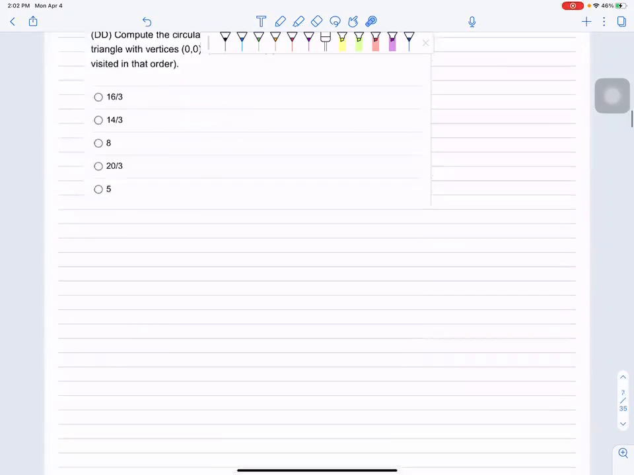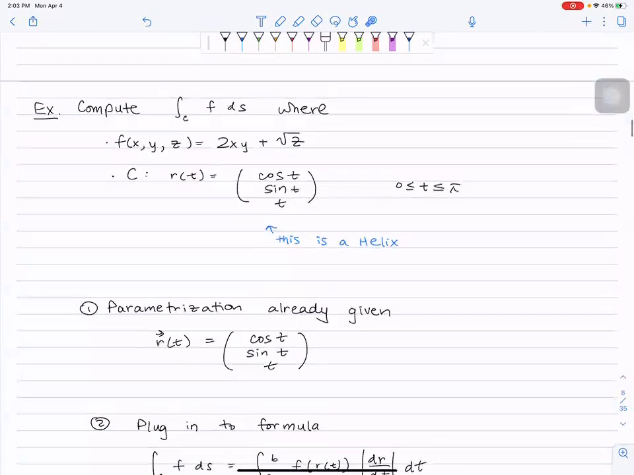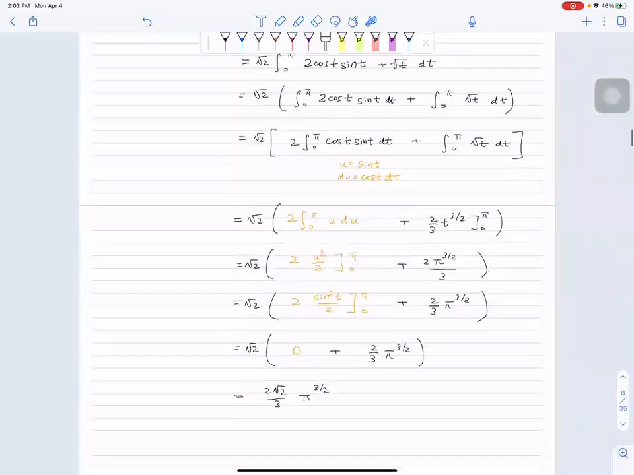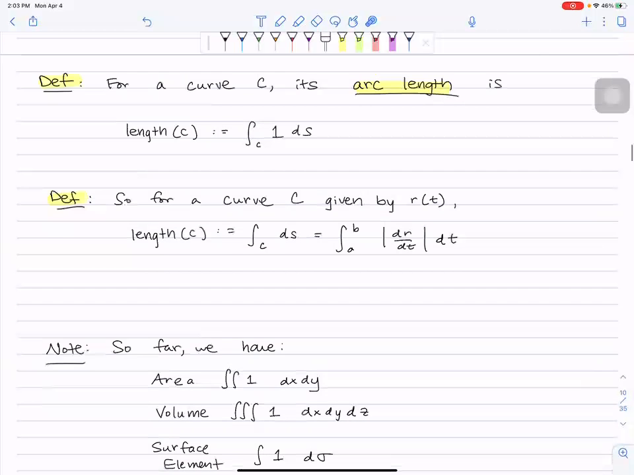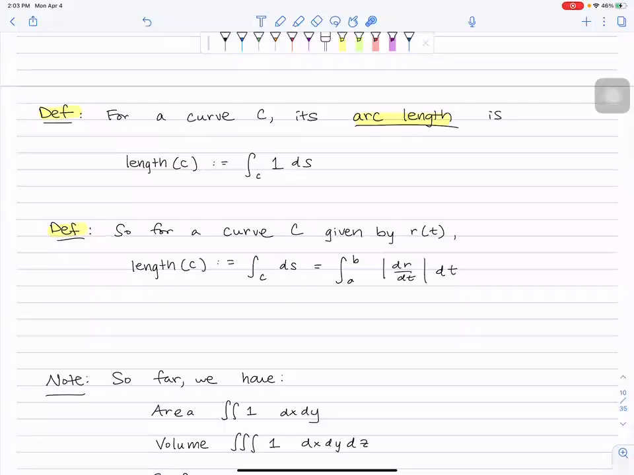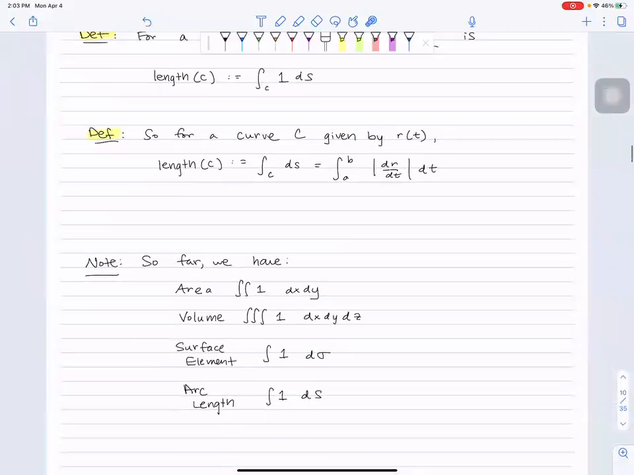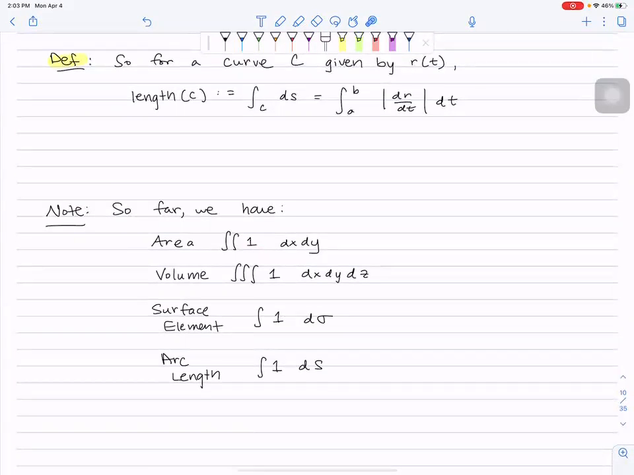Okay, then let's do this example as, actually no, this example is fine. Let's skip it. So let's just do a definition. For a curve, the arc length is the integral of 1 ds. So we just saw before that we were doing the integral of f ds. But if you just wanted to find the arc length, you have 1. And just a quick recap of everything we've done with including ones, we saw that the area would be the double integral of 1, volume was the triple integral of 1, surface element was the integral of 1, arc length is what we're now doing, which is the integral of 1.